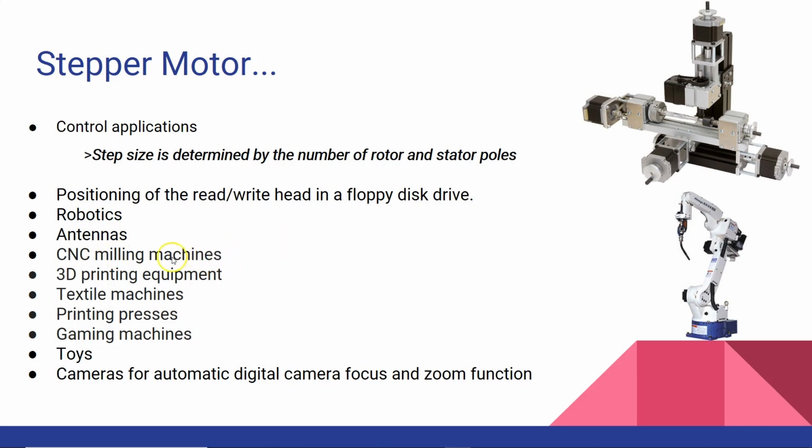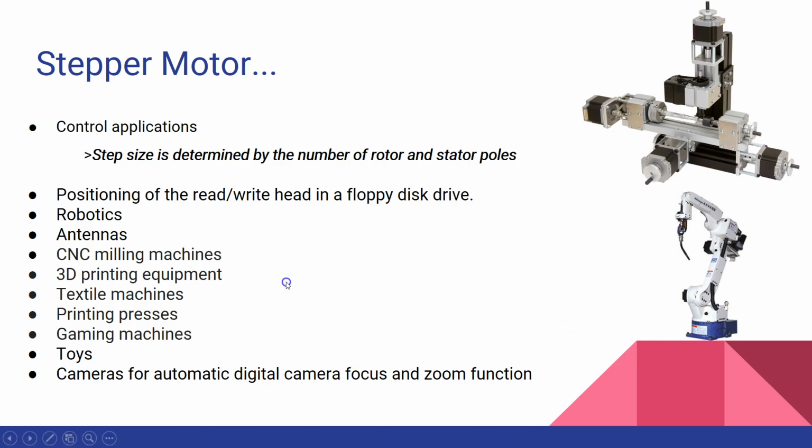So most of you have worked on a PCB CNC milling machine, and you know how much precision is required in that machine. There, the machine uses a stepper motor, and because of that, the machine is able to have precise control. This can also be used in 3D printing equipment, textile machines, printing presses, gaming machines, toys, and in cameras for automatic digital camera focus and zoom functions, and there are many more applications where stepper motors can be used.